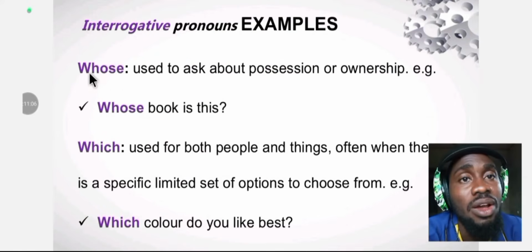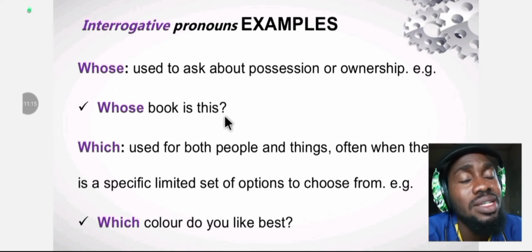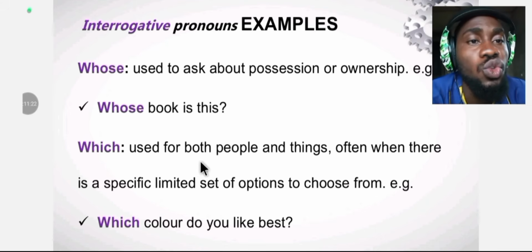Moving on, whose is used to ask about possession or ownership. For example, whose book is this? The next we have here is which, used for both people and things, often when there is a specific limited set of options to choose from.